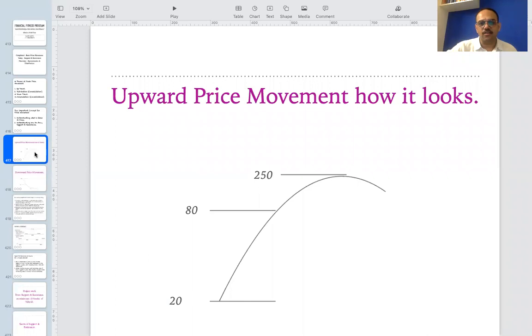one is the enthusiasm of buyers dies down, the price curve becomes like this. That is point number one.